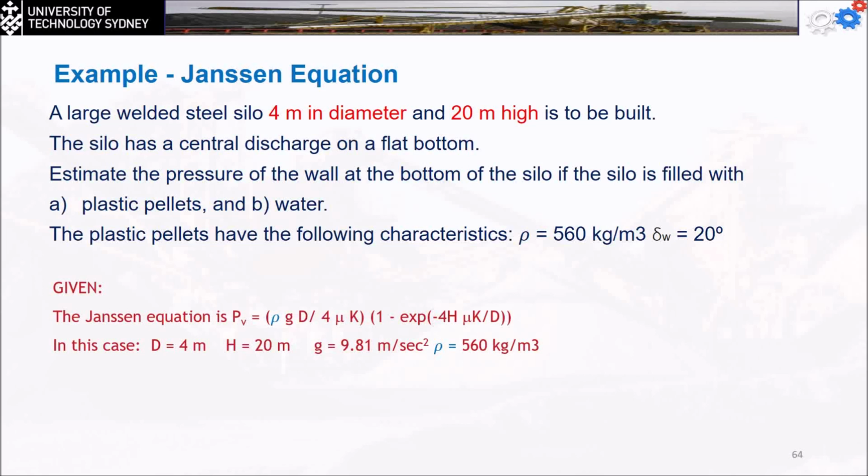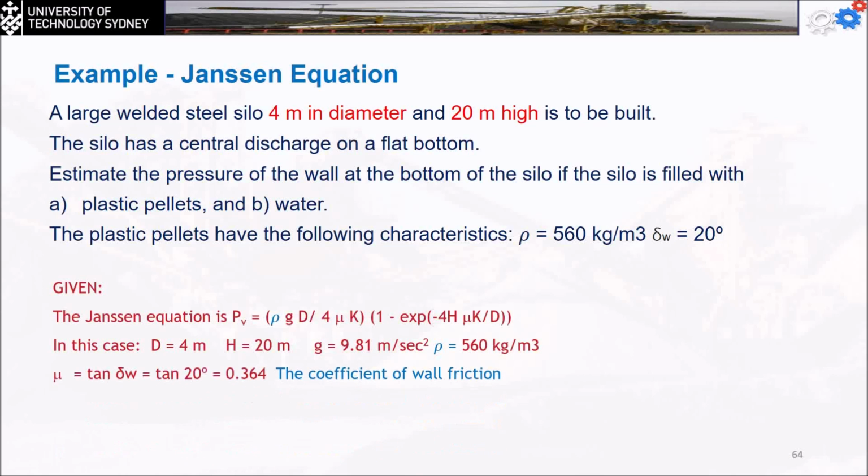So how to get the K value? The K is the Janssen coefficient, and usually it's assumed to be 0.4. Always.